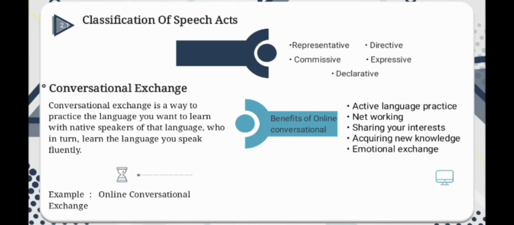Okay, the next material is classification of speech acts. Speech acts can be classified into 5 categories. They are representative, commissive, directive, expressive, and declarative.